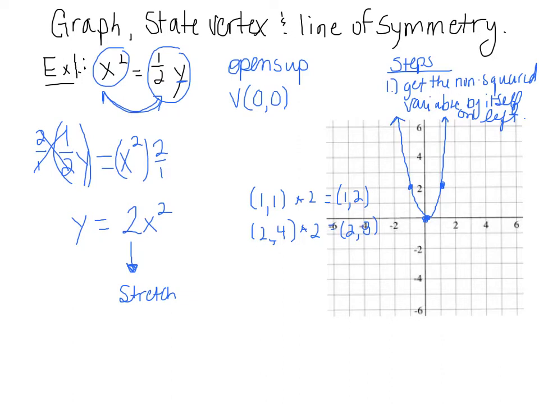Alright, so this is part of the information that we need. We also want to state the line of symmetry. Well, the line of symmetry would cut the parabola in half, so it would basically be the y-axis. The equation for the y-axis is just x equals 0, and that is our line of symmetry.